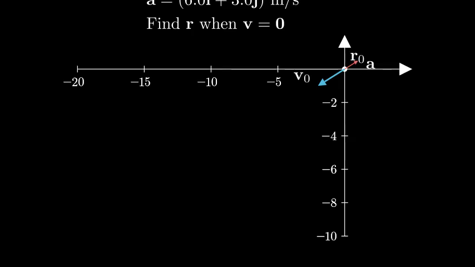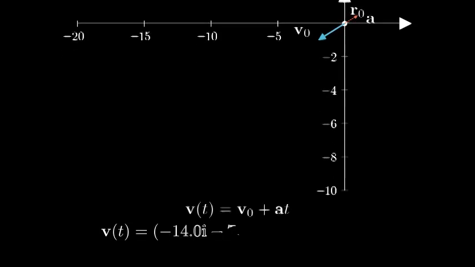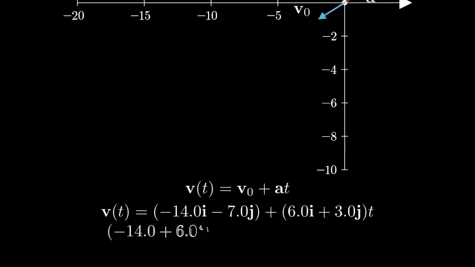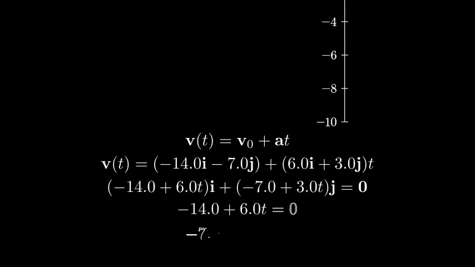To find when the object comes to rest, we need to use the velocity equation. Velocity equals initial velocity plus acceleration times time. When we plug in our values, we get this vector equation. When the object comes to rest, its velocity is 0. Setting this equation equal to 0 and separating the i and j components, we get negative 14 plus 6t equals 0 for the i component, and negative 7 plus 3t equals 0 for the j component.